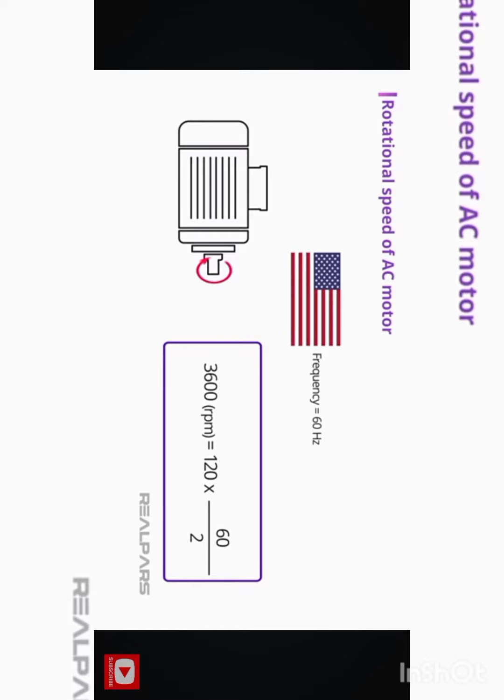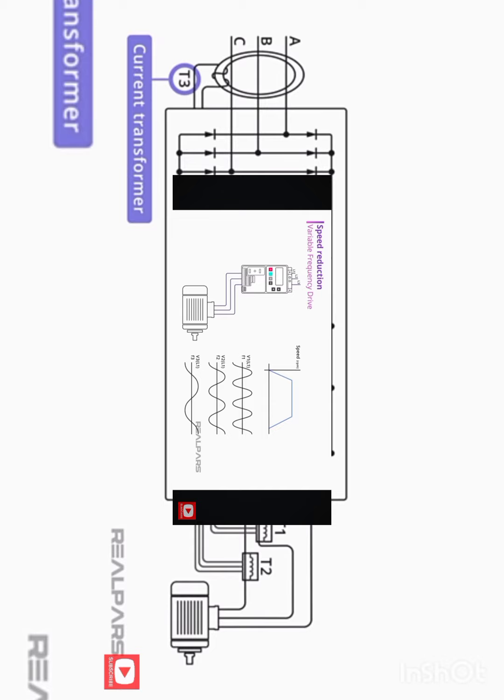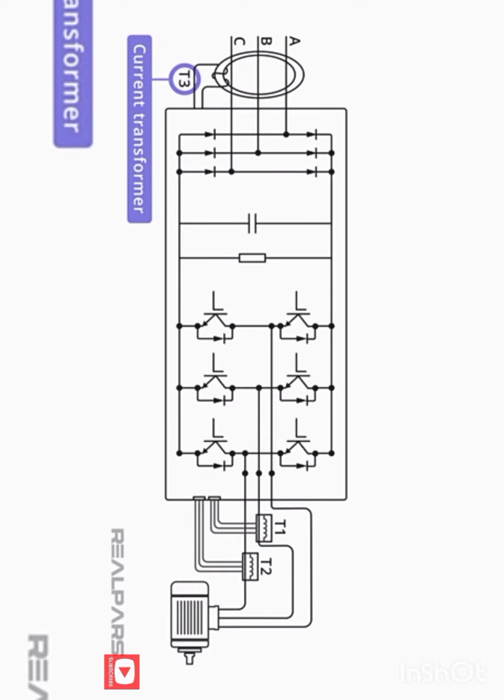So if we decrease the frequency of the output voltage, the speed of the motor will decrease. If we want to increase the speed of the motor, we will have to increase the frequency. So by changing the frequency of the output voltage, we can change the speed of an AC motor at the load. So this is the key principle behind VFD.